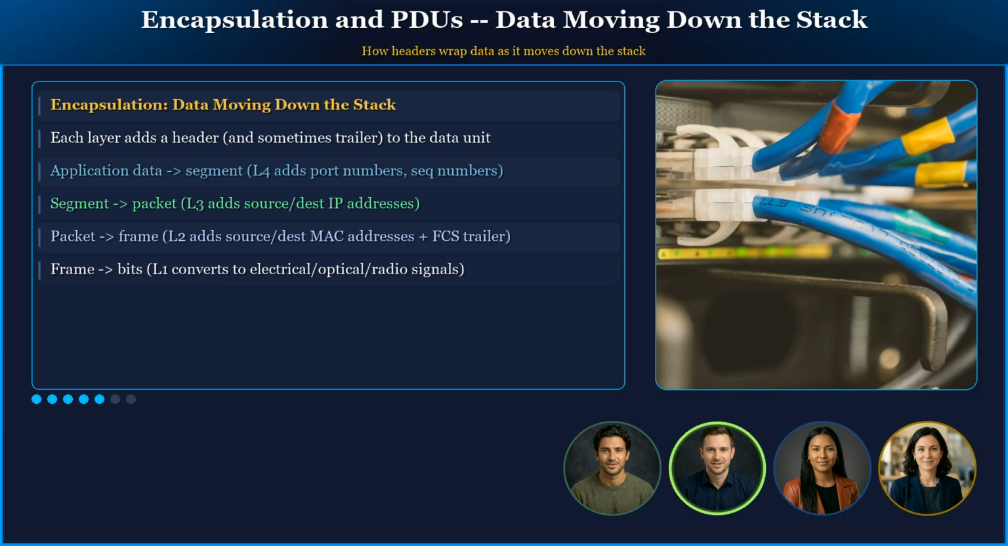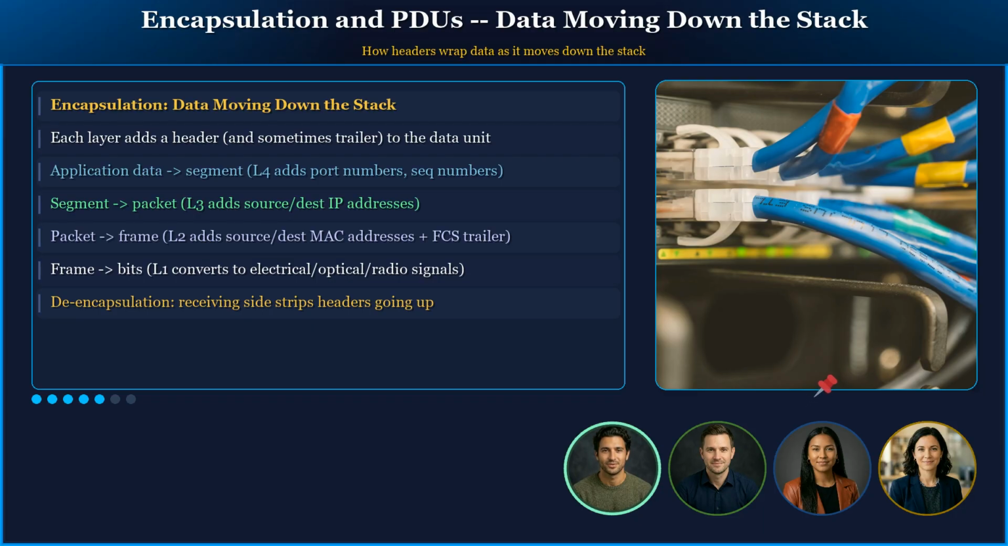This encapsulation model has direct security implications. When a firewall at layer 3 inspects a packet, it can see IP addresses but not port numbers, that is in the segment header above. A stateful firewall at layer 4 can see port numbers. An application layer proxy sees everything, including the payload. The exam will test PDU names and encapsulation order. Bits, frames, packets, segments, data: that sequence bottom to top is fixed. Know it as automatically as your phone number.